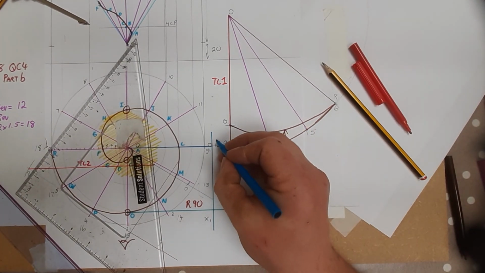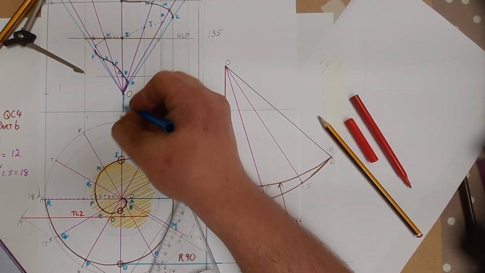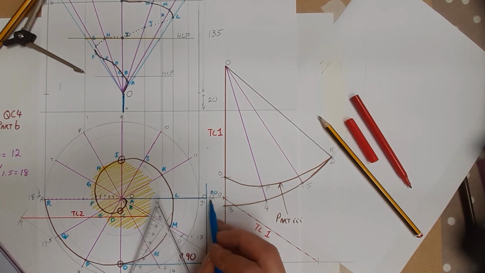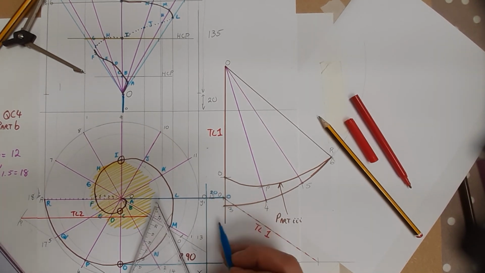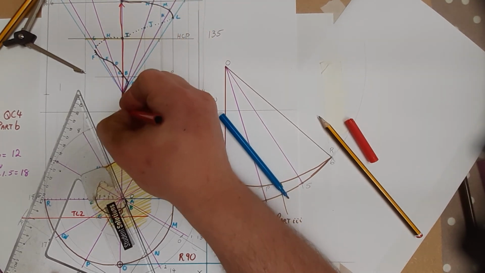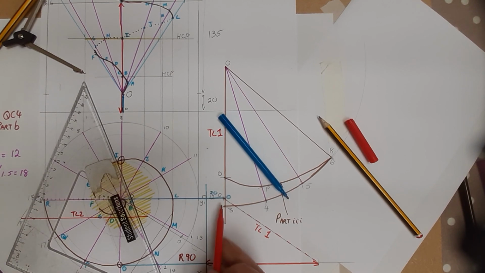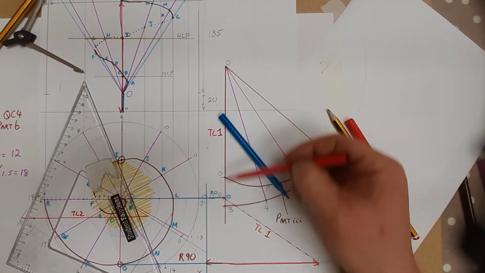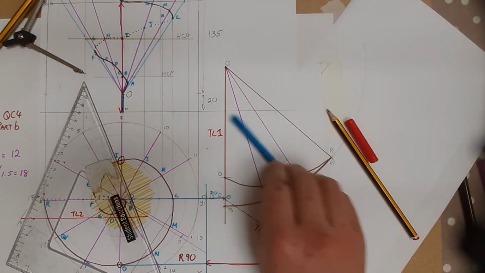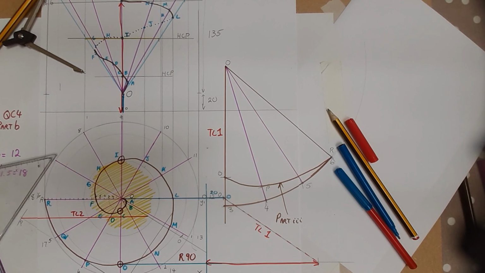I measured up 20, or where I got that from was, I took this height here for O, I put that height there for O. I then took this height here for the other letter O. I put that height here for the other letter O. And I joined them together to get my first true length, which is what I put onto my development. And I repeat that process for the other two lines.